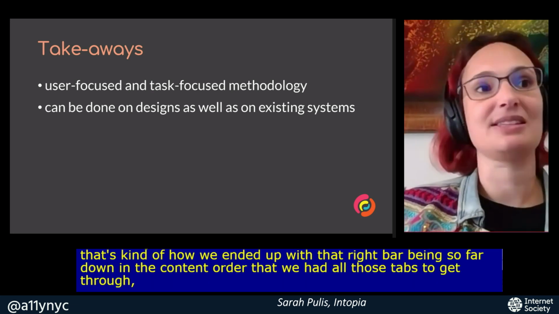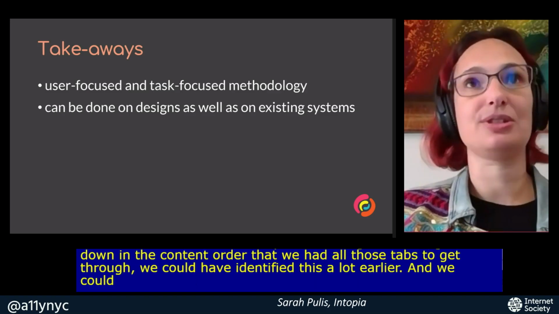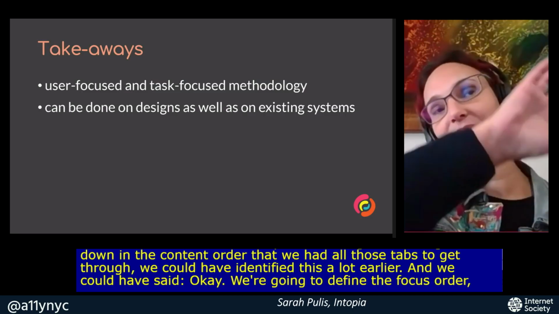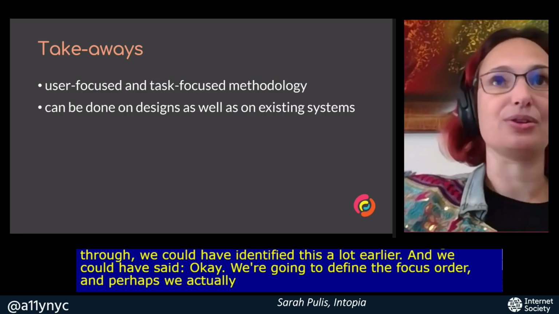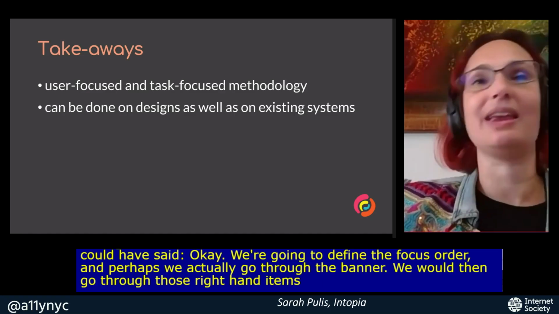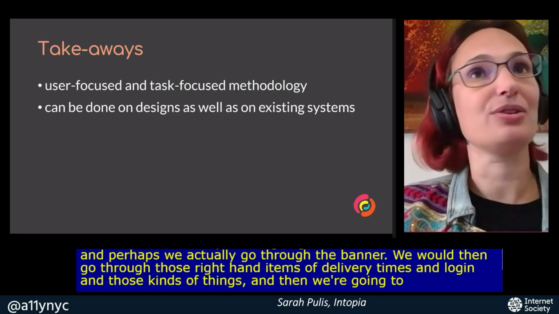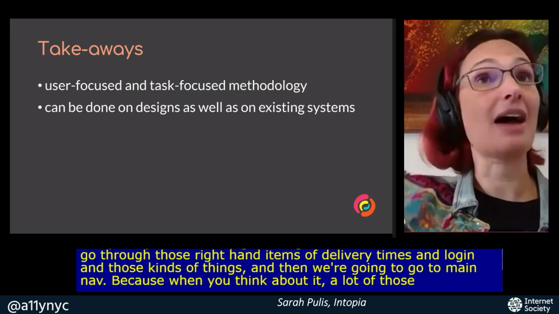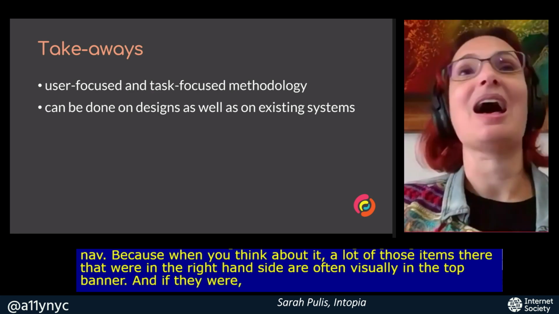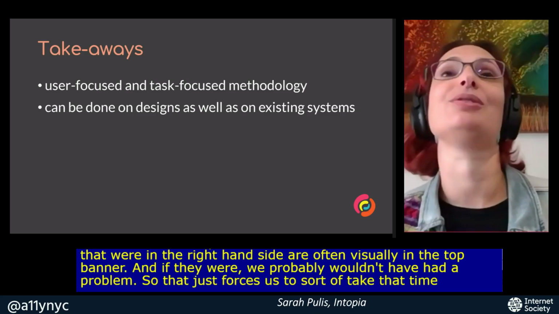We could have identified this a lot earlier, and we could have said, okay, we're going to define the focus order, and perhaps we actually go through the banner. We would then go through those right-hand items of delivery times and login and those kind of things, and then we're going to go to main nav. Because when you think about it, a lot of those items in the right-hand side are often visually in the top banner, and if they were, we probably wouldn't have had a problem. So that just forces us to take that time to think through this particular process.